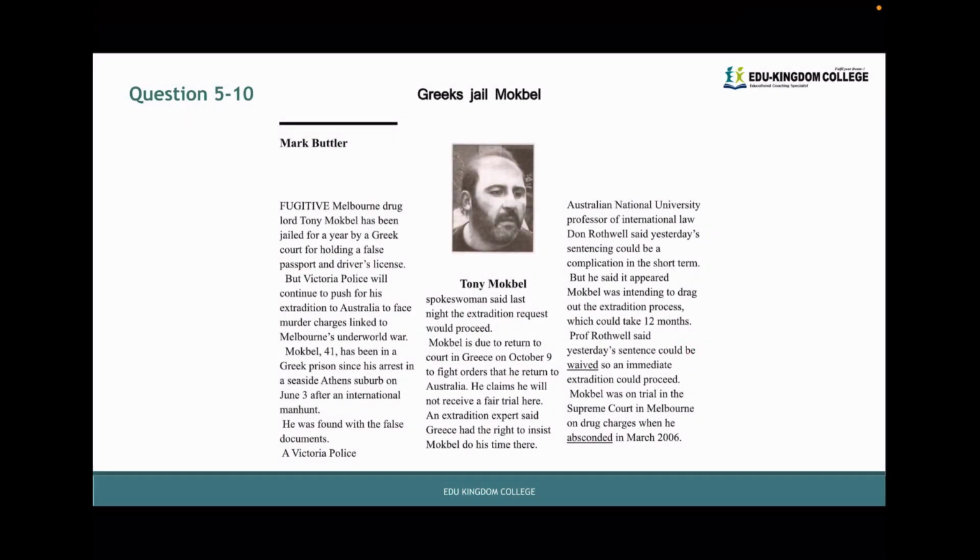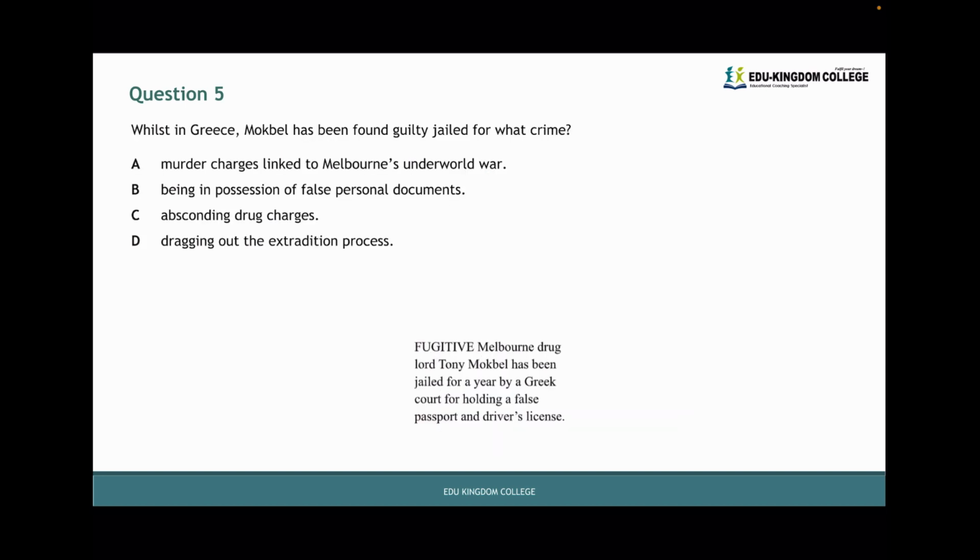For questions 5 to 10, we have a little bit of a newspaper article. It's a little short. This will go back to the point of this video, which is to take things literally, but we will also have some questions that ask us what does this mean? So let's get started. In question 5, whilst in Greece, Mokbel has been found guilty, jailed for what crime?